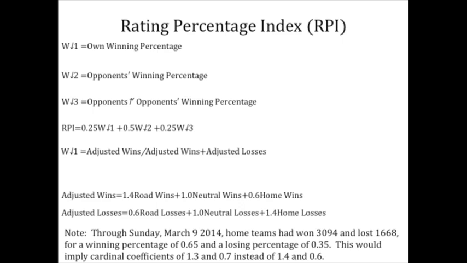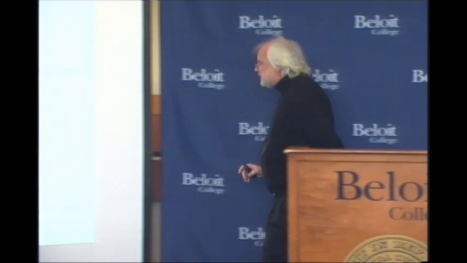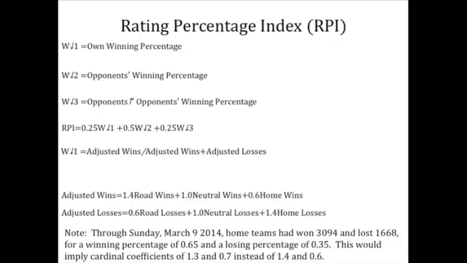Now, there is some basis in empirical regularity for the weights chosen for adjusted wins and adjusted losses, and that can be found if you simply look at all home games played throughout the season. And let me update this through Sunday, March the 16th, through which home teams had won 3,094 games and lost 1,668. It's a winning percentage of 0.65 and a losing percentage of 0.35. If you multiply those two numbers by two to generate weights that average one, then you get cardinal coefficients of 1.3 and 0.7. But again, those are different from the ones that are used, 1.4 and 0.6.